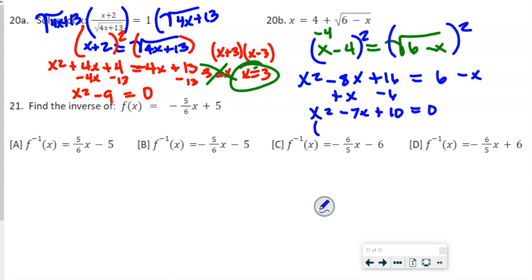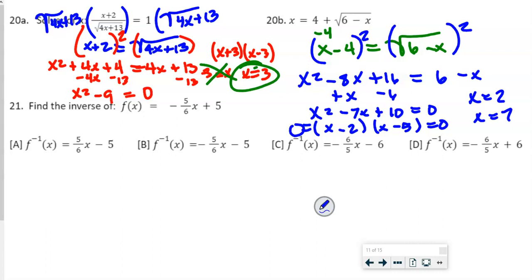So our factors here are going to be x minus 2, because we're looking for the factors of 10 that add up to be negative 7. So x minus 2 and x minus 5. So that means our two terms are going to be x equals 2 and x equals 7.